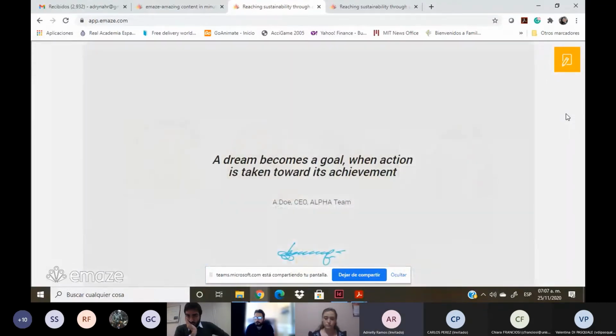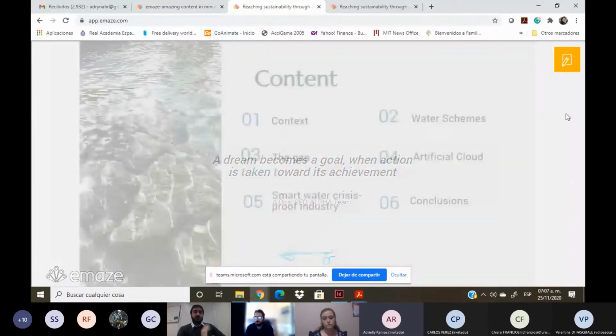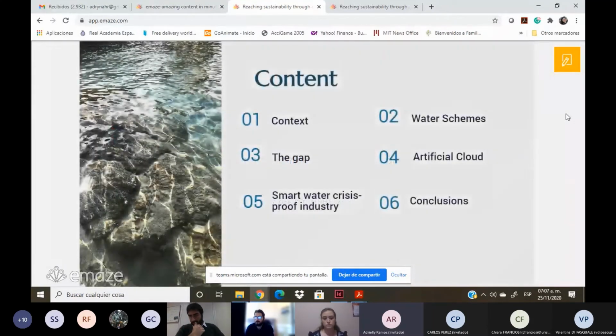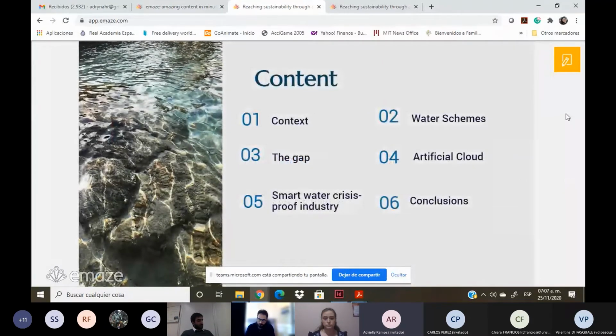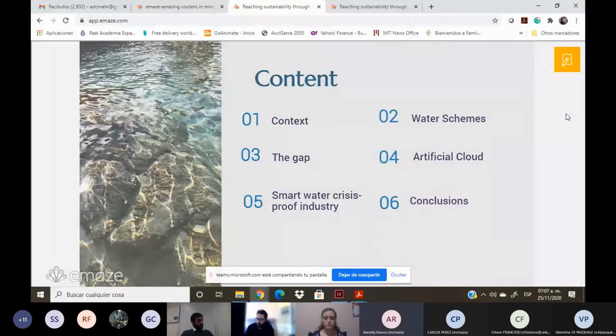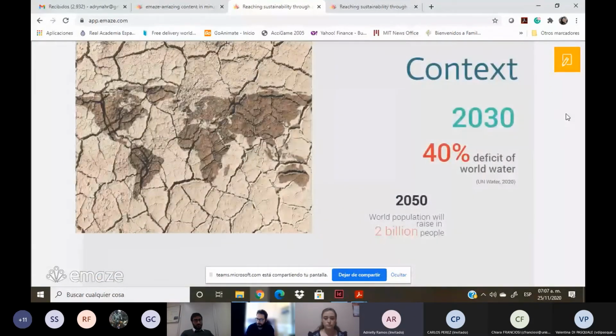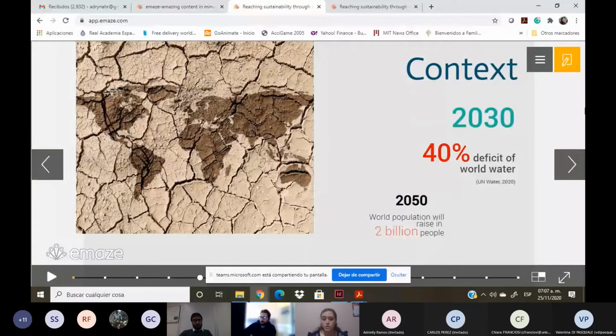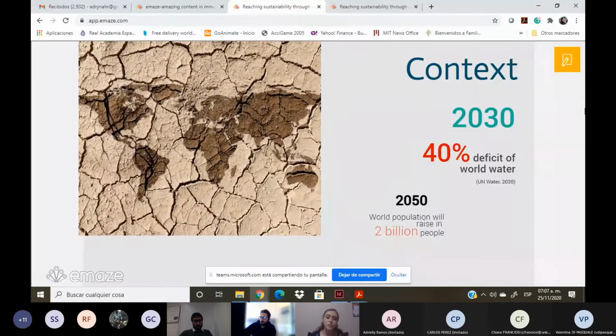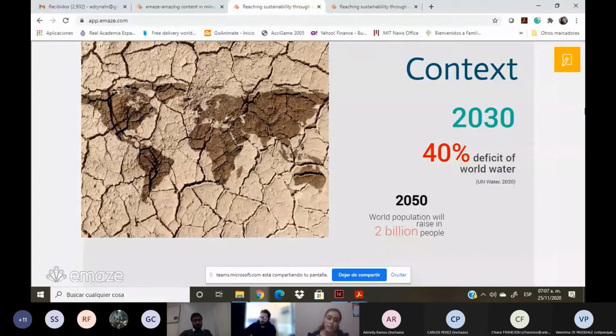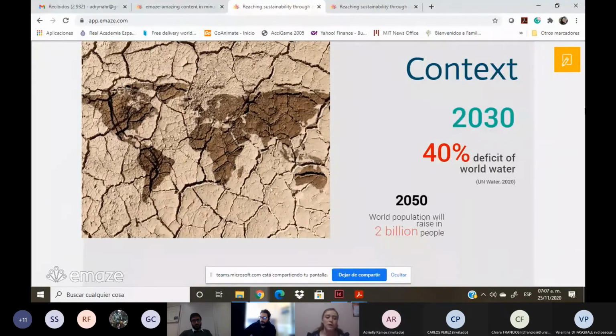A dream becomes a goal when action is taken towards its achievement. So in this content, we're going to talk about an artificial cloud and smart water crisis-proof industry concept. And within the context, according to the United Nations estimates, by 2030, global water will experience a 40% deficit. And for 2050, the world's population will rise by 2 billion people.